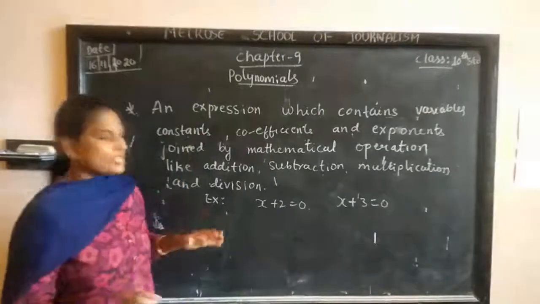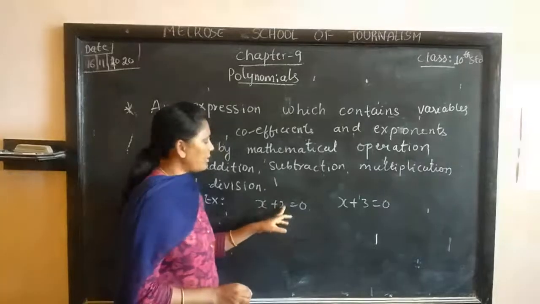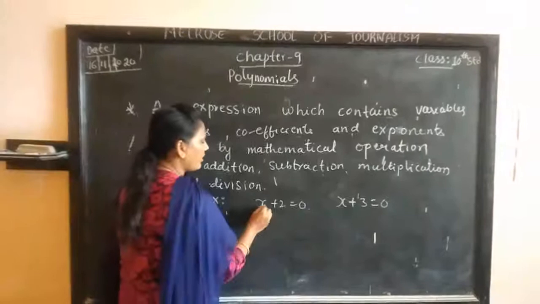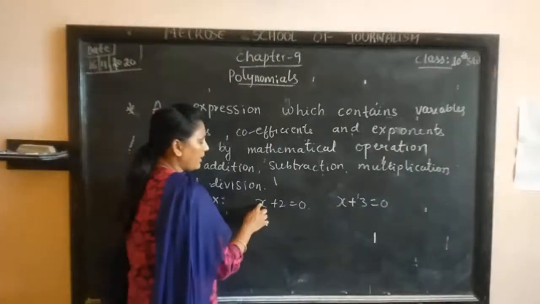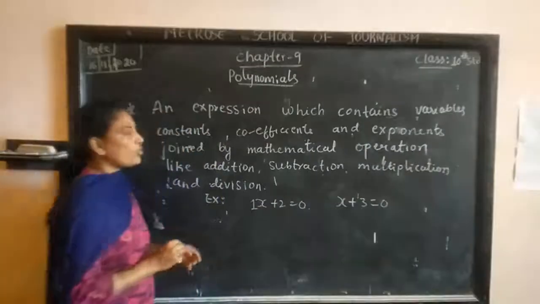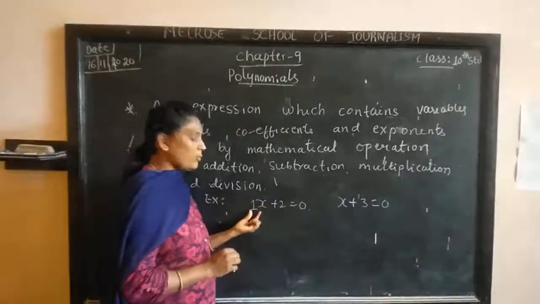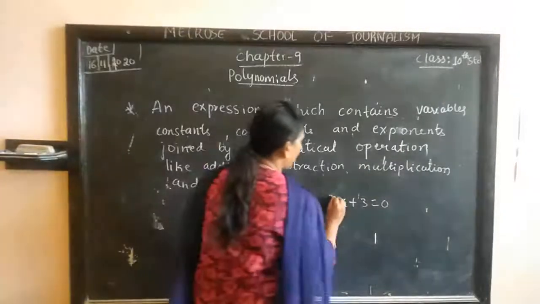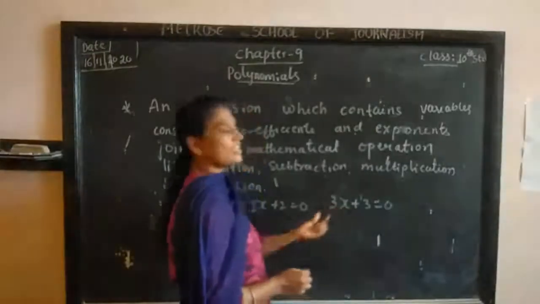Constants means its value is fixed. Like 2 is a constant. In this algebraic expression x is a variable and 2 is a constant. And coefficients means what? See, before the variable x, what is the number? You don't have any number. It means that 1 is the number. So the coefficient of x is 1. Before the variable, what number is there? That is known as its coefficient. For example, 3x. In this, what is the coefficient of x? Coefficient of x is 3.